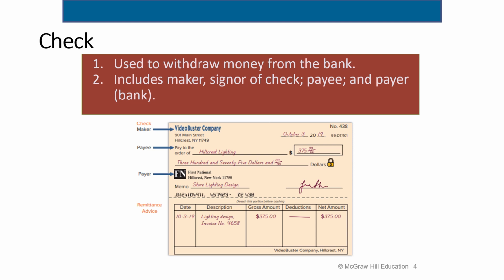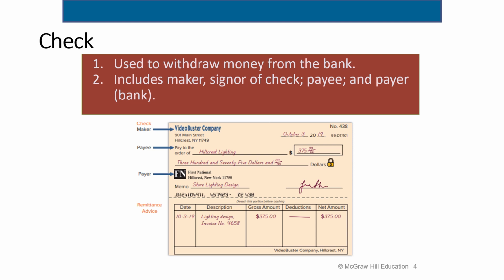A check involves three parties: a maker, who makes out the check and signs it, that's your company if you're paying someone; a payee, who is the recipient; and a bank, who is also called a payer, on which the check is drawn. The bank provides the depositor the checks.